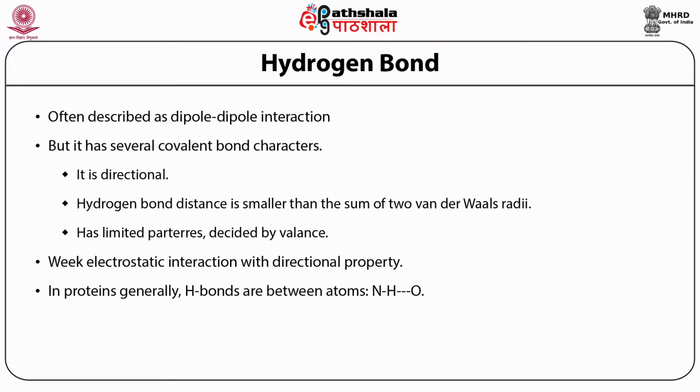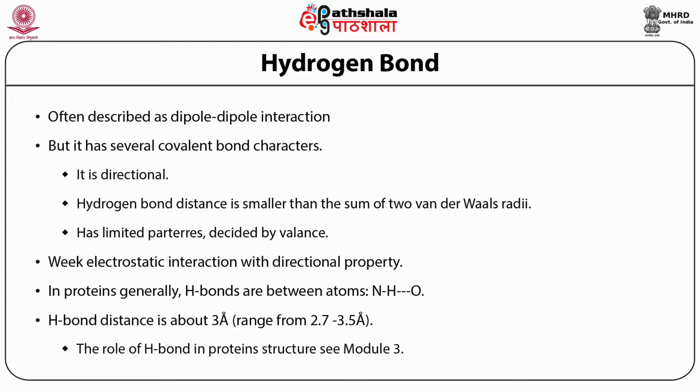helix or beta sheets. The hydrogen bond distance varies from 2.7 to 3.5 angstroms, which on average we can generally say is about 3 angstroms. You can also see more details of hydrogen bonds in protein structure in module 3.